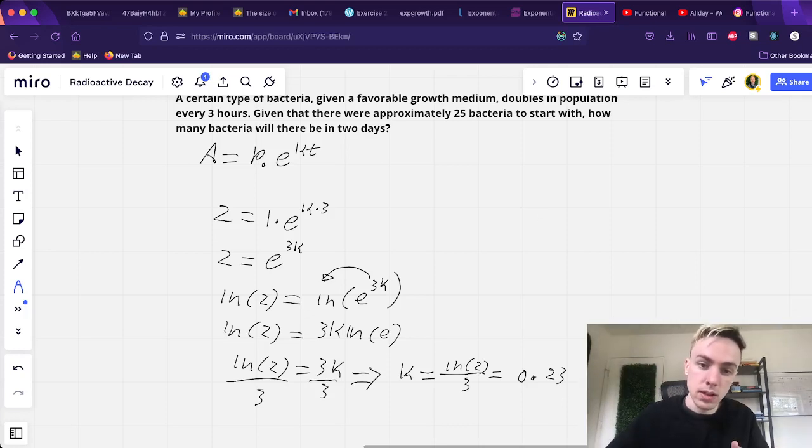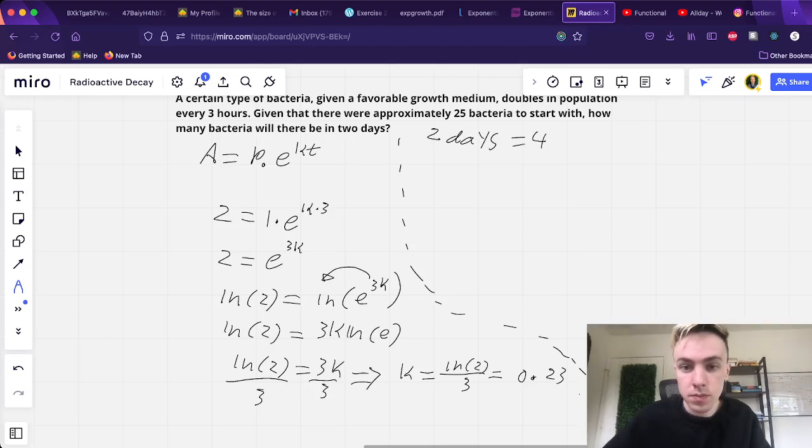So let's go ahead and solve this. I'll just sort of break this up a little bit. We want to know, if there were 25 bacteria to start with, how many bacteria will there be in 2 days? 2 days is equal to 48 hours. So that's what we're going to be substituting into our time, t. In other words, we have A is equal to the initial amount, 25, times e to the kt.